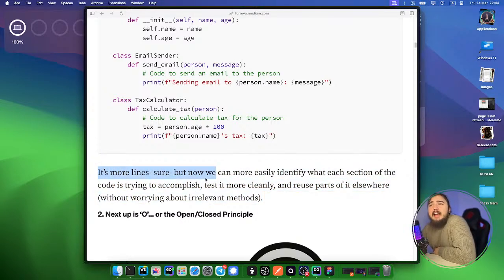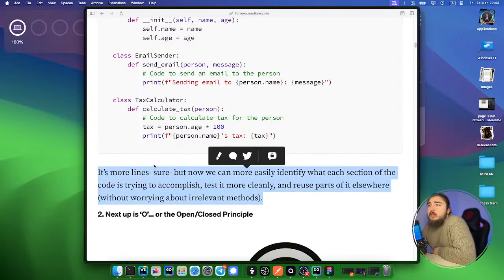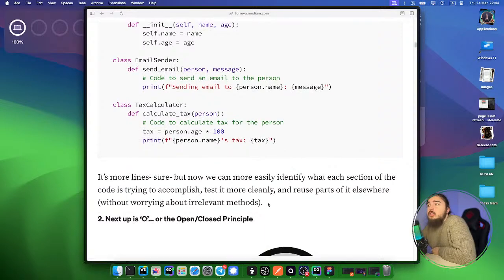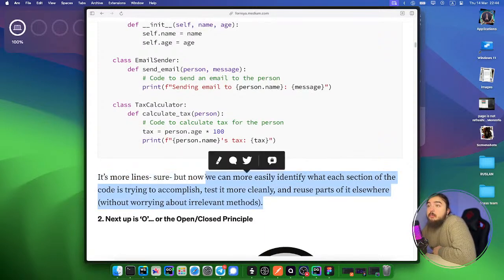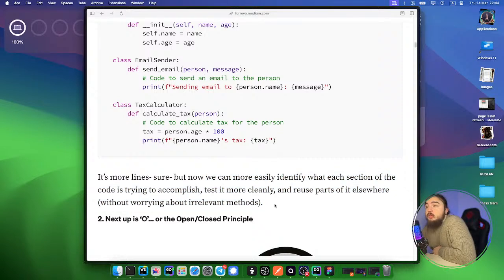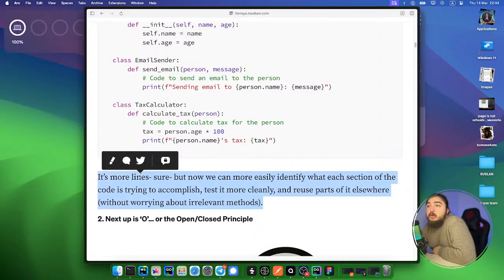It's more lines, sure, but now we can more easily identify what each section of the code is trying to accomplish, test it more cleanly, and reuse parts of it elsewhere without worrying about irrelevant methods.